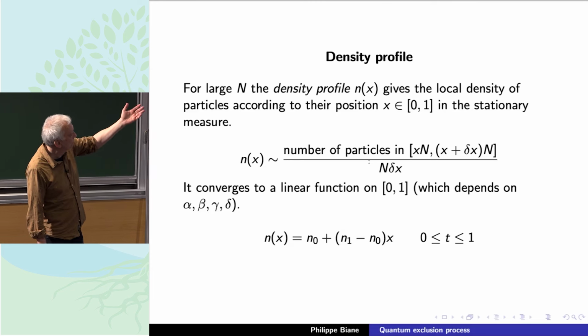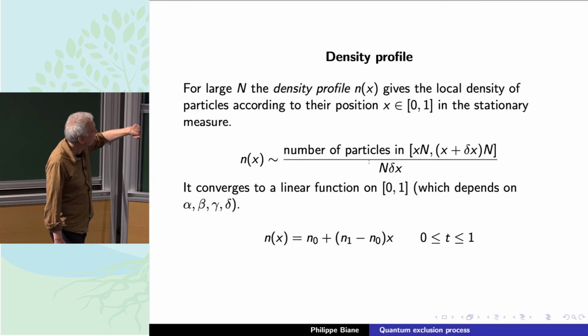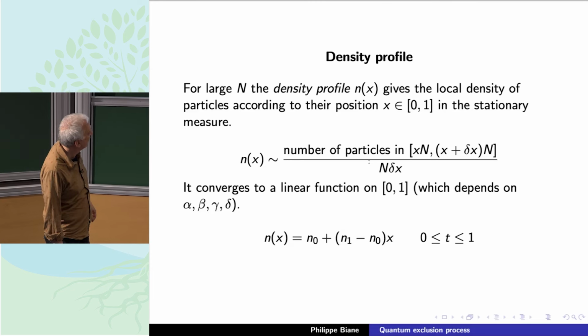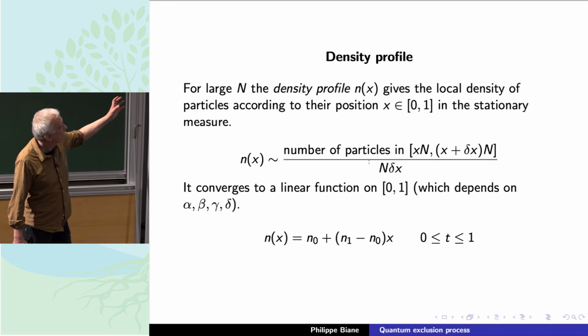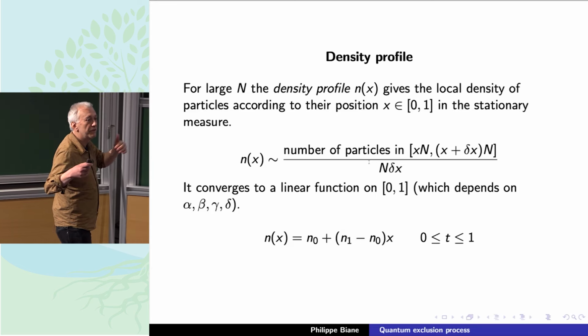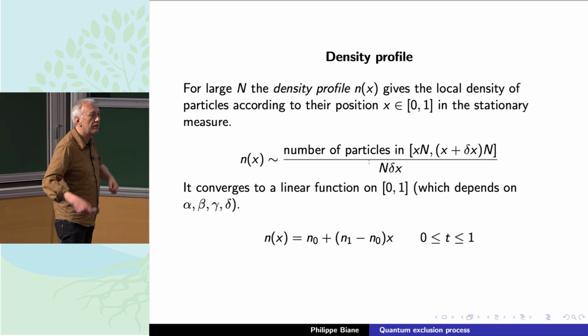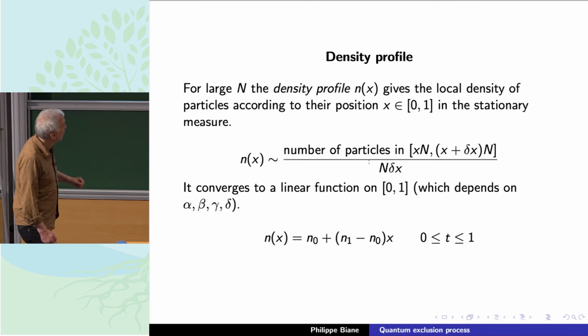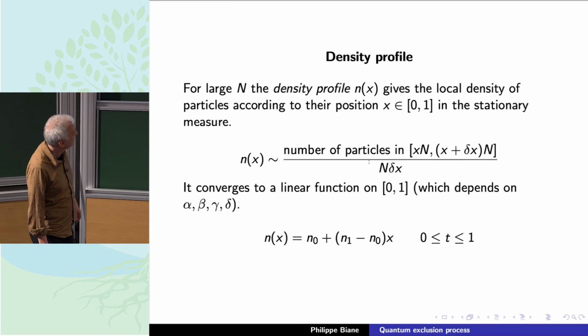This linear function is of the form n(x) equals n0 plus (n1 minus n0)x. That t here should be an x, of course. And of course, the linear function depends on the inputs, that is, on the rates at the left or on the right for the particles to enter or to exit the interval.